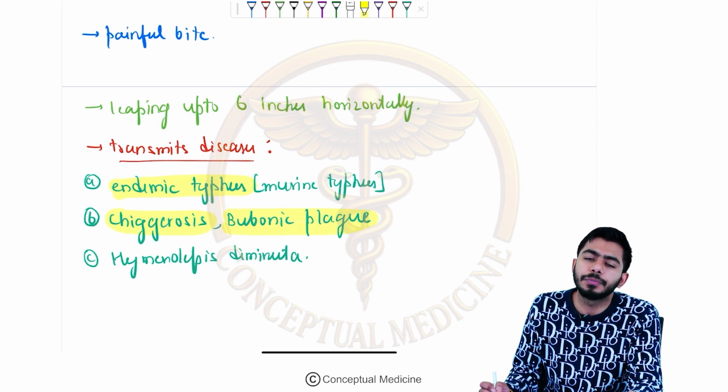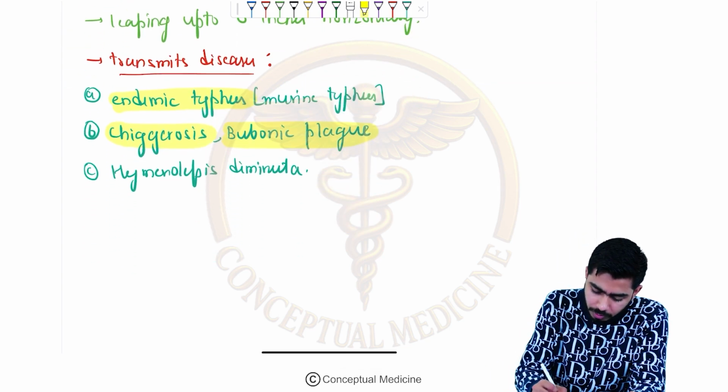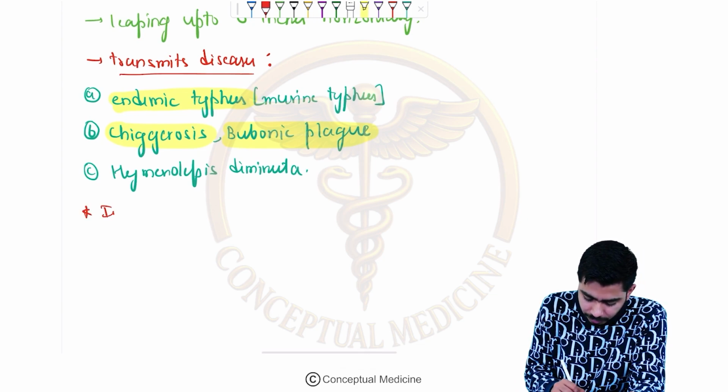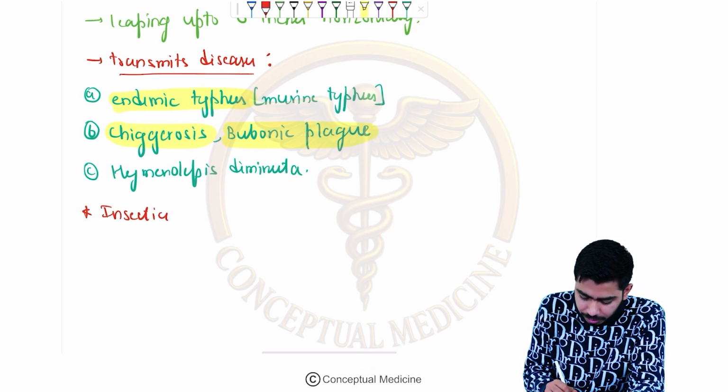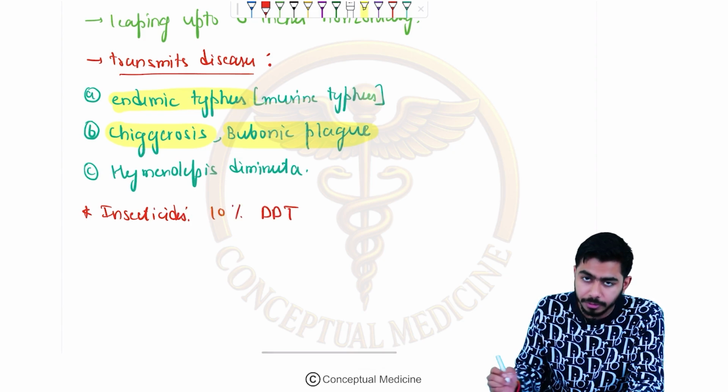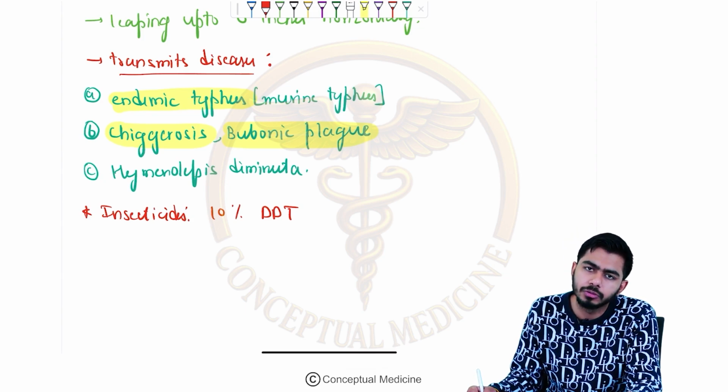How you can go for the prevention part. So insecticide, if you guys talk about over here, what are the insecticides? We shall be using 10% DDT, right? 10% DDT insecticide might be sprayed into that area, right?